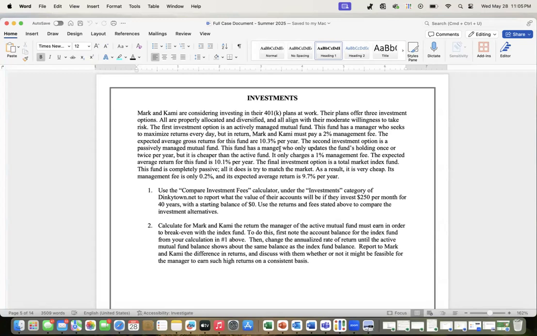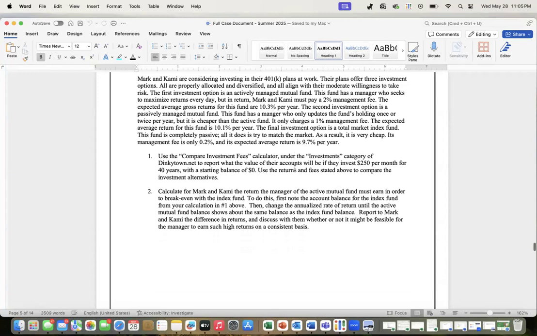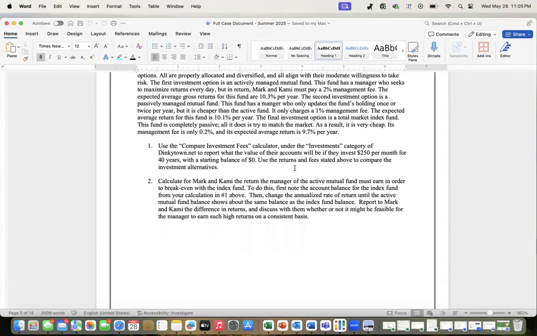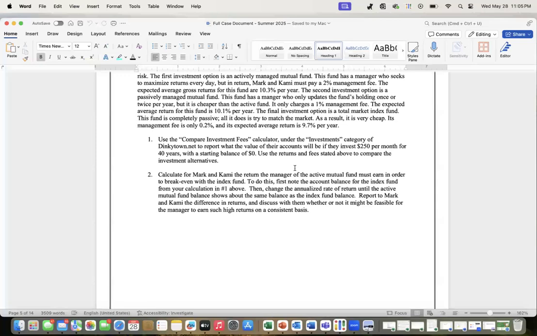And so they either need to select the portfolio that returns 10.3% per year with a 2% management fee, or one of the other alternatives that we've suggested here. And my recommendation obviously is going to be to choose the one that yields the greatest benefit over time, net of fees.